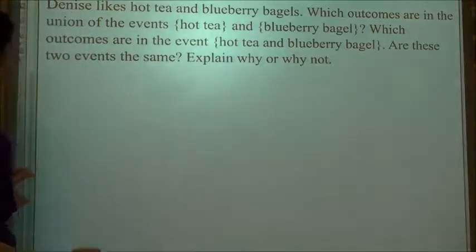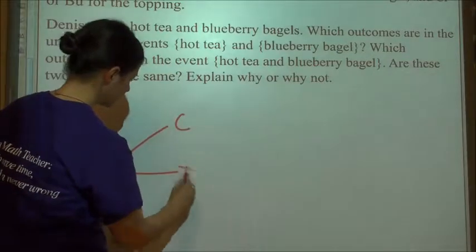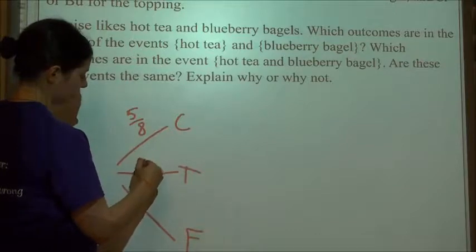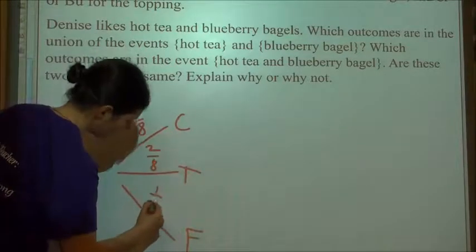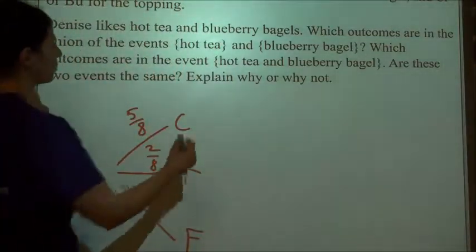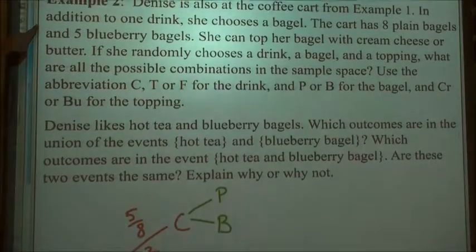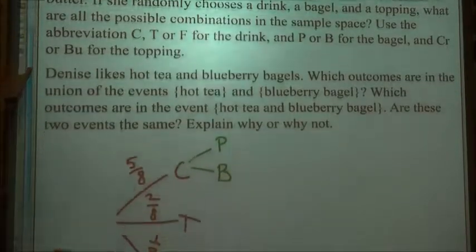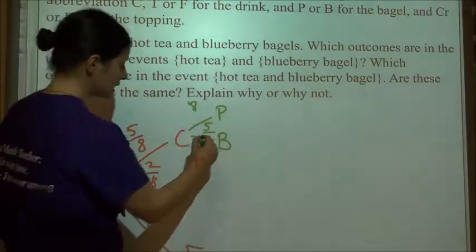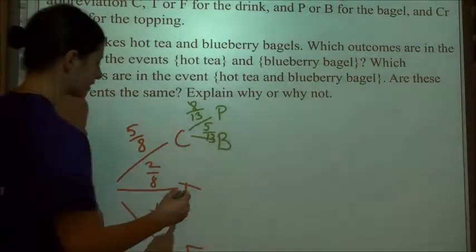So for her first probability, we've got C, T, F. And it was 5 out of 8 for coffee, and it was 2 out of 8 for tea, and it was 1 out of 8 for frozen coffee. She then has 2 types of bagels. We've got plain and blueberry. And there were 8 plain and 5 blueberries. So we got 8 and 5. 8 plus 5 is going to give me 13. All right, and so we have that for all of them.